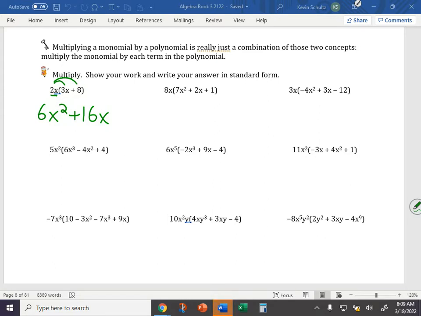Why can't we combine those? They're not like terms, right? X squared is not the same value as x. Different powers. Vince? How did we get the power?